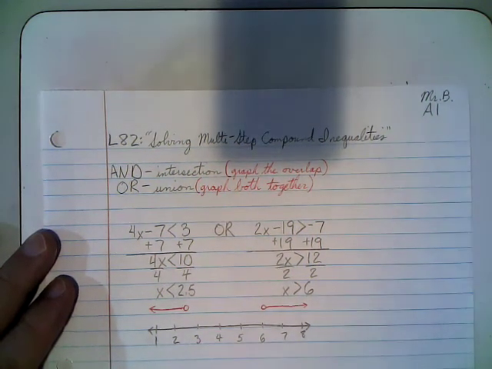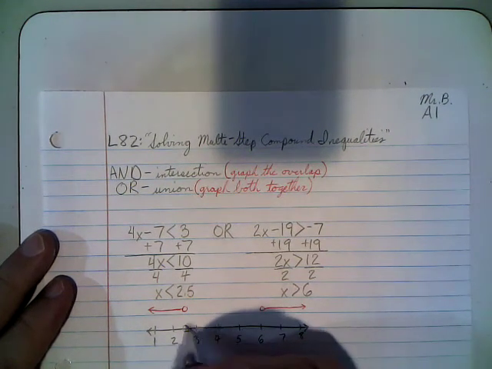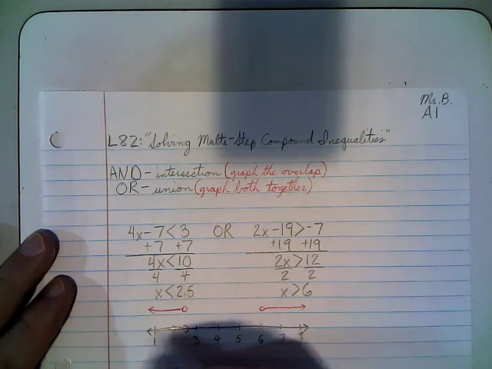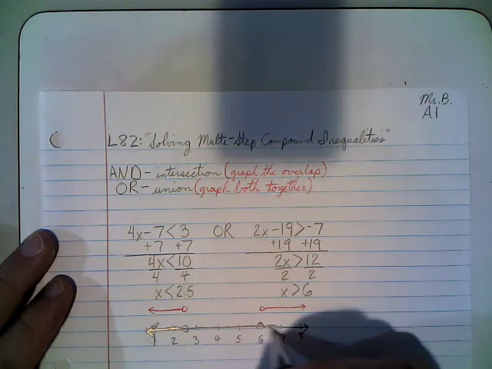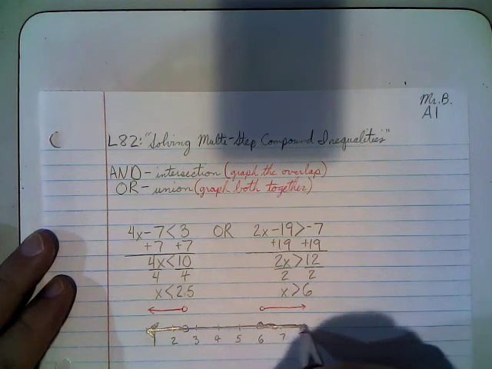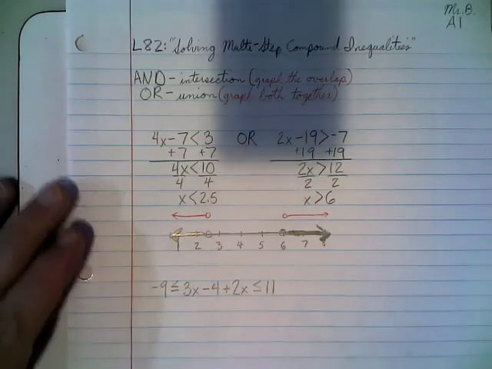We're just going to graph both of them on our number line. So down here, I'll have an open dot at 2.5, and then I'll shade in off to the left there. Open dot at 6, shade off to the right here, and that's it. And there we go. That's my graph.